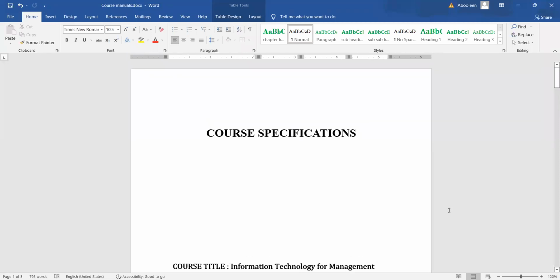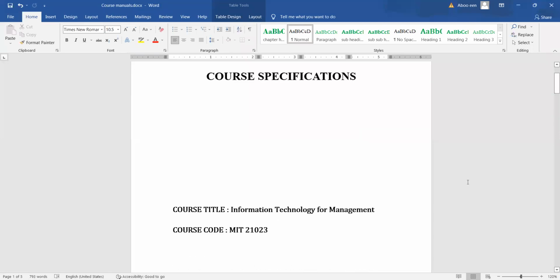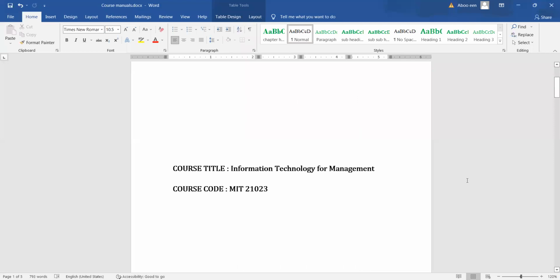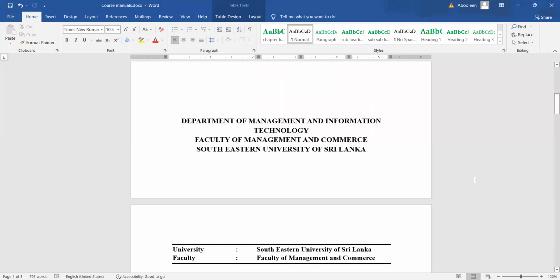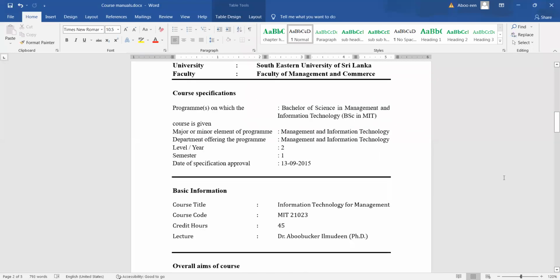Okay, first of all, let me discuss this course manual, so that you can understand the content of this subject and some of the details. The title is IT for Management. The subject code is MIT 21023.